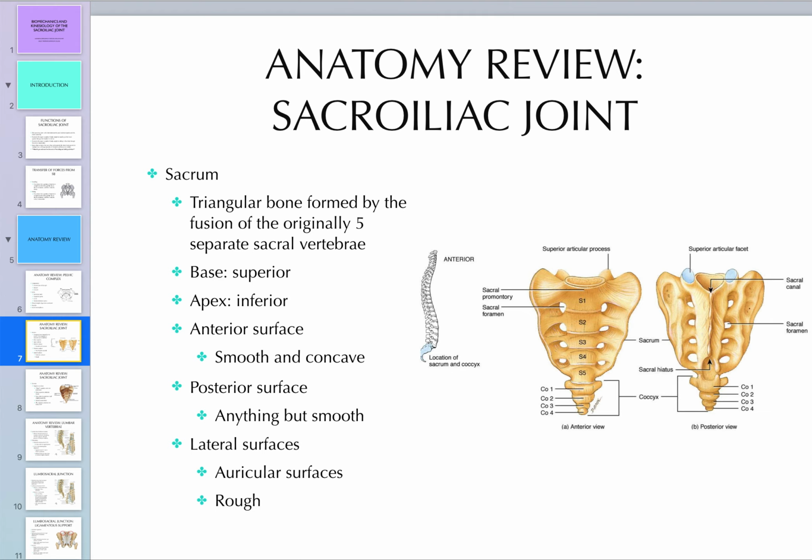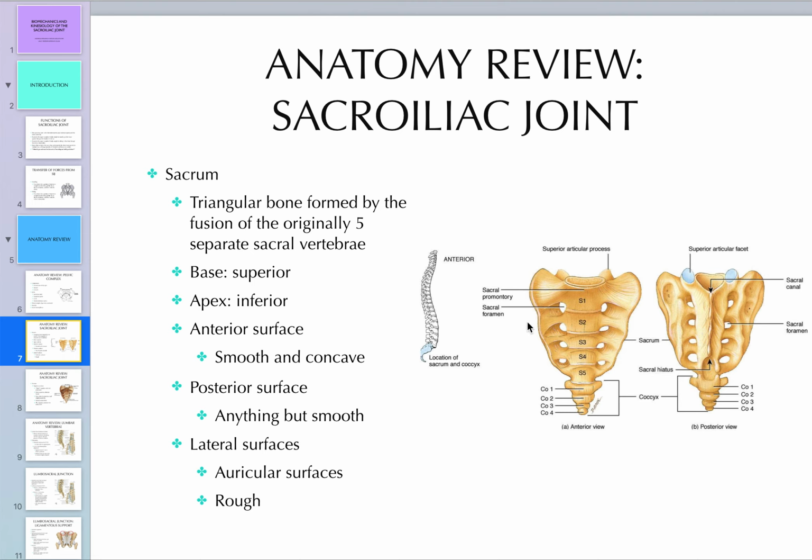Okay, so the sacrum itself. So the sacrum is the triangular bone right here, right? It's made out of the 5 fused bones, S1 through S5. It has a base, and you have to remember that the base is superior, and the apex is inferior right here around the inferior portion of S5. So the anterior surface is right here, and the posterior surface is showing on the right.